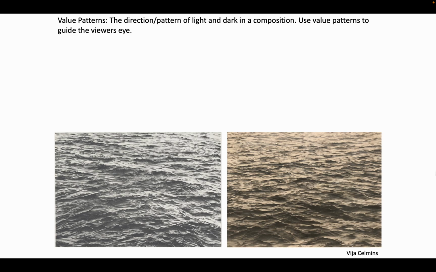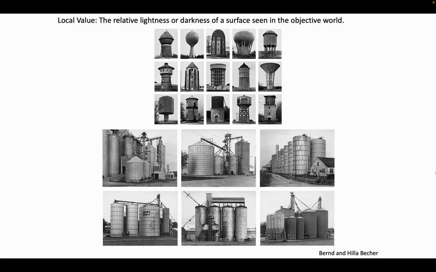Value patterns are the direction or pattern of light and dark in a composition. And it's usually used in order to move the eye around the picture plane itself.